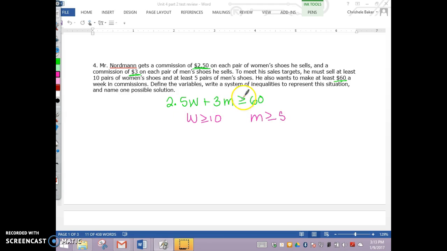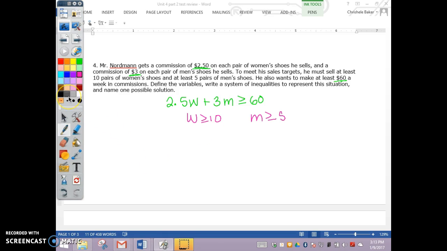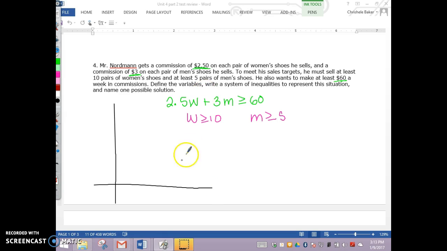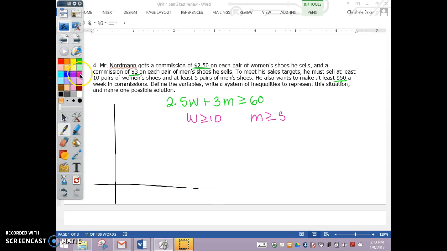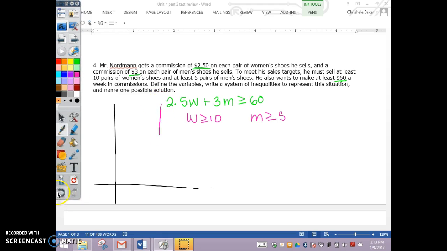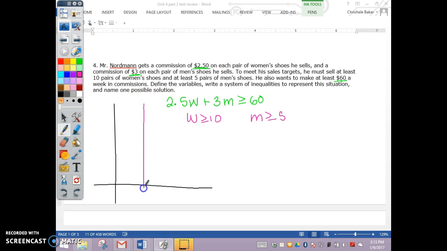So remember, in a system of inequalities, my answer is a graph. It's the shaded region. So if I start graphing this, I'm just going to do a little sketch. I'm not going to make it perfect here. I only need quadrant 1 because we can't have negative shoes. And I know that I have to be bigger than 10.